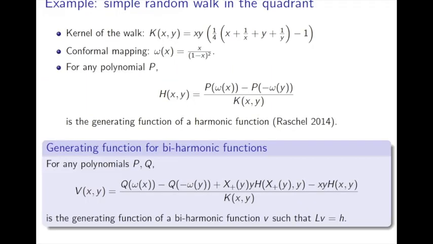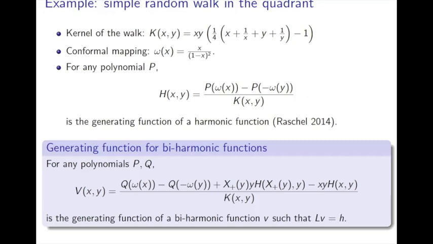So, first example, the simple random walk. Here I have recalled the results of Raschel, so the expression for the kernel, the conformal mapping, and the general expression for h, the generating function of a harmonic function. Resolving the boundary equation for v, the generating function of a biharmonic function, gives that for any polynomials p and q, this expression is the generating function of a biharmonic function.